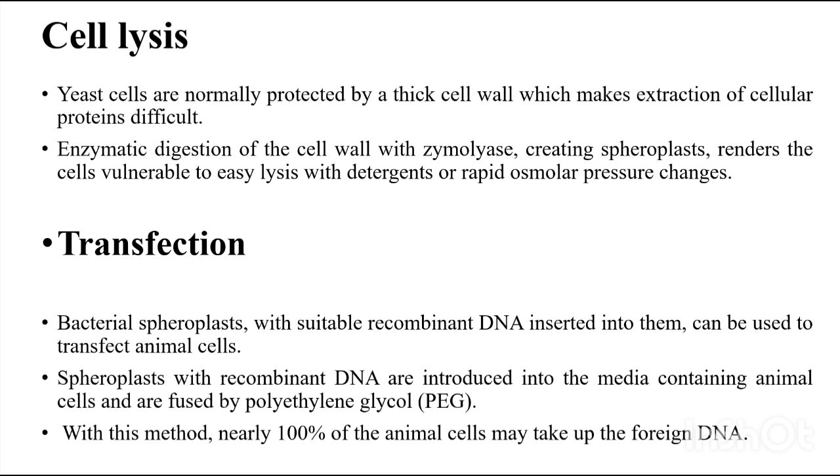Then cell lysis. Yeast cells are normally protected by cell wall, which makes extraction of cellular proteins difficult. But enzymatic degradation of cell wall with zymolase creates spheroplast of yeast cell, which renders the cells vulnerable to easy lysis with detergent or rapid osmolar pressure changes. So after enzymatic digestion, we can extract the protein from yeast cell.